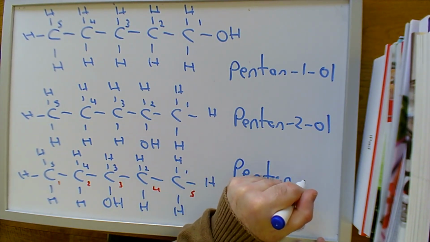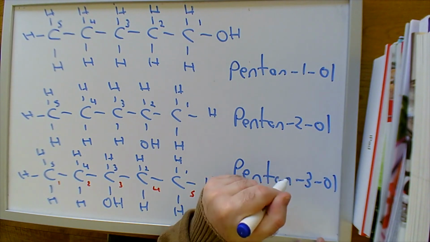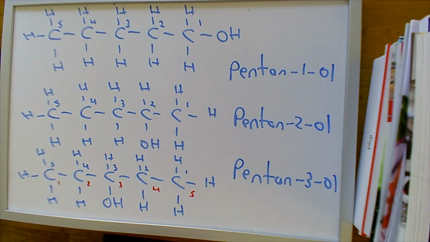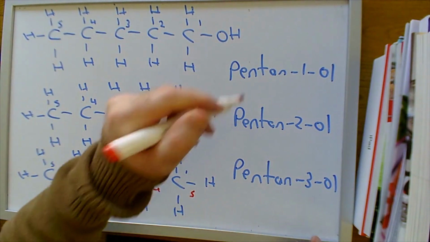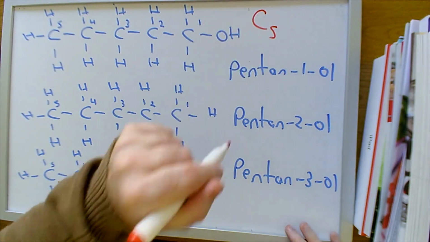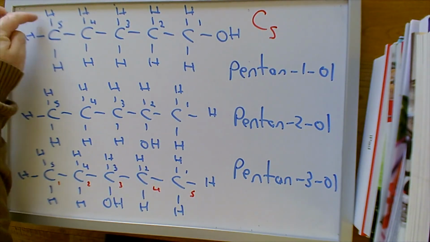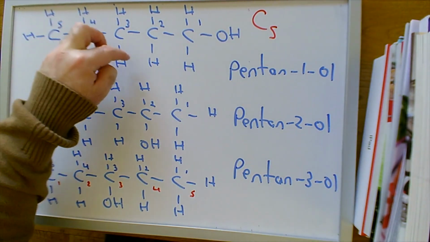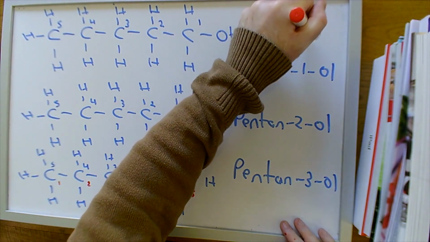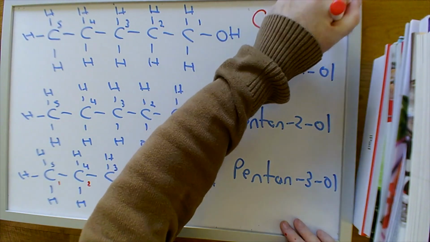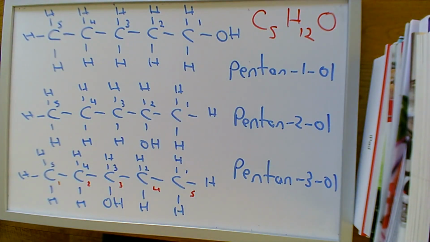Now, in all of these examples, I've moved the OH to a different position. Now, the OH is a functional group. If you move a functional group to a different position on the chain, it's an isomer, and it's actually classed as a positional isomer. So pentan-1-ol, pentan-2-ol, pentan-3-ol are positional isomers, and they all have the molecular formula C5H12O.